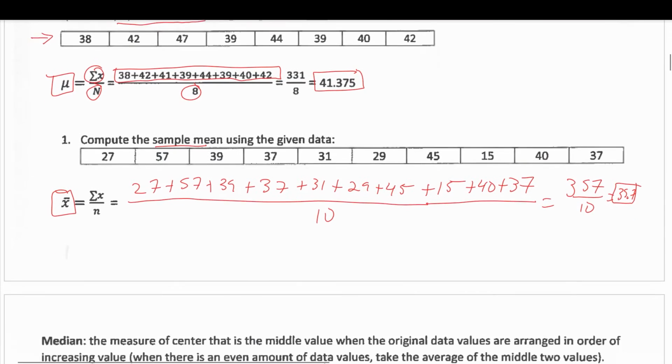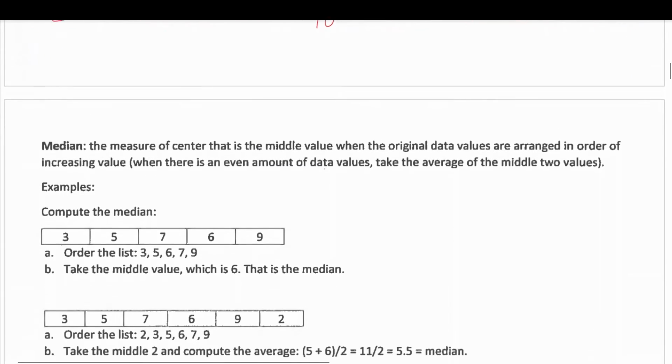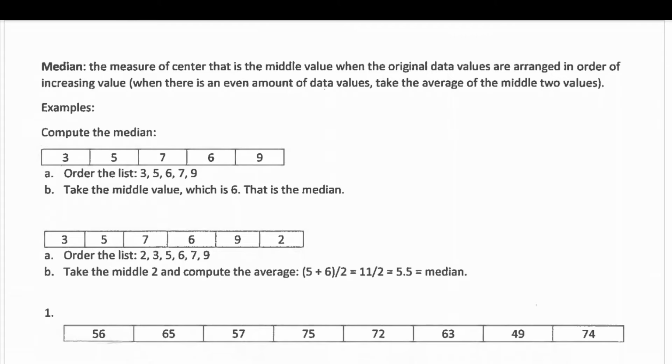All right, the next measure of center that we like to talk about is the median. Okay, what is a median? Well, the median basically represents a value that splits the data set in half. Where this value partitions the data set into half the values are greater than this value and half the values are less than this value.